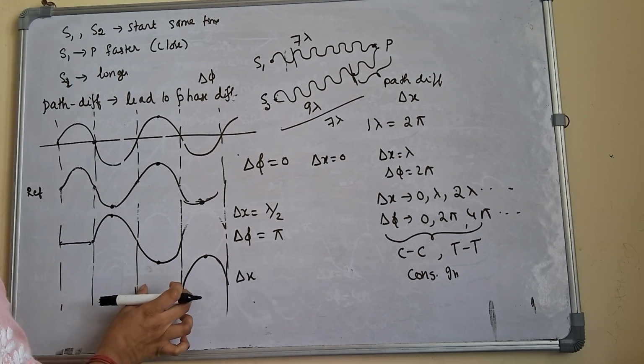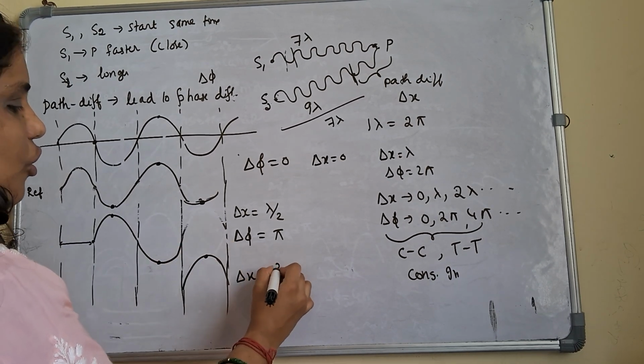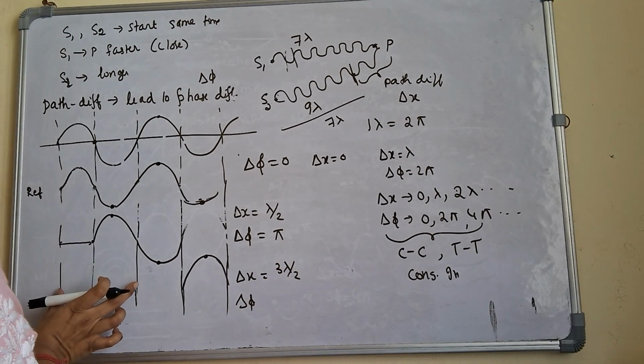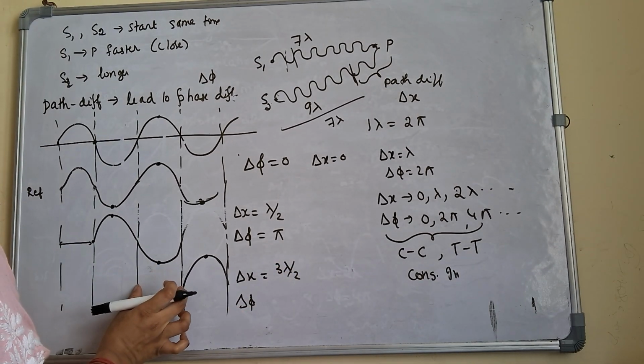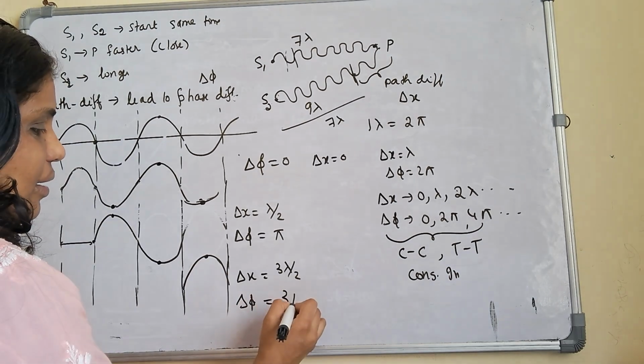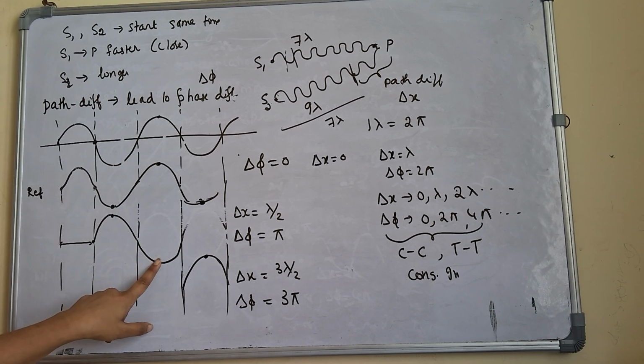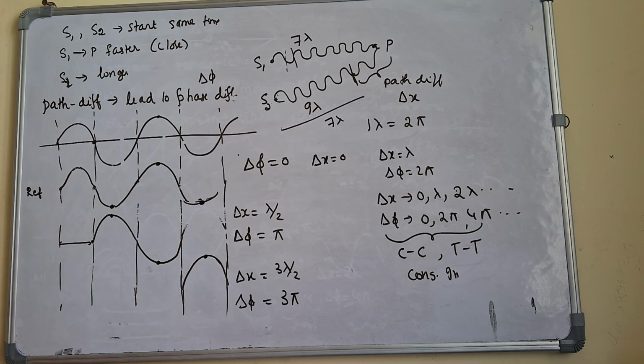So what will be the delta x here? Lambda plus half, 1.5 lambda or 3 lambda by 2. And what will be delta phi? This is 2 pi and pi. Isn't it 3 pi? Correct? So do you see that? And whenever you have this kind of case where the condition is that crest will always fall on trough and trough will also always fall on crest.